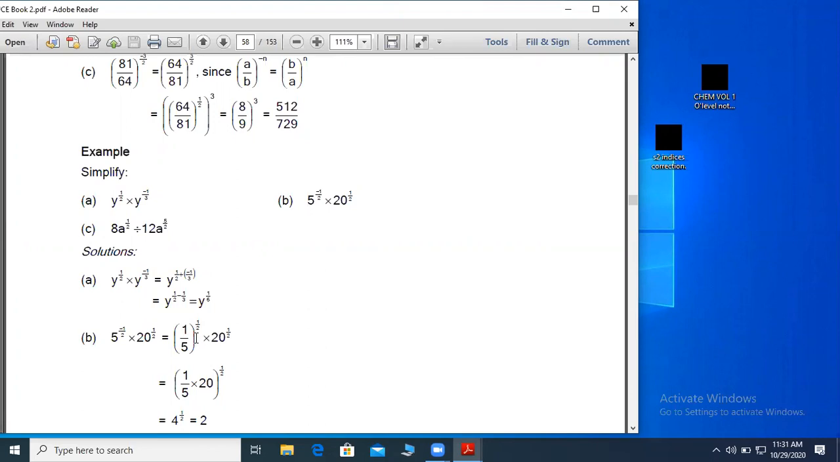So that gives you 1 over 5 to the power of a half times 20 to the power of a half. Now, since these two have the same power, I can put them in brackets together as 1 over 5 times 20, all of it to the power of a half. And 5 times 1 over 5 times 20, the answer is 4 to the power of a half.